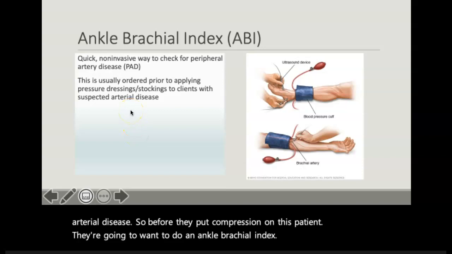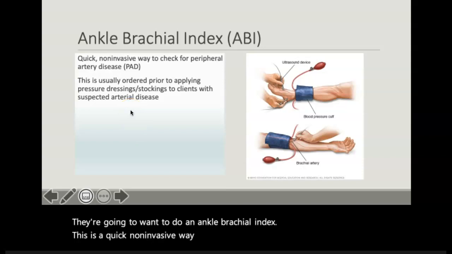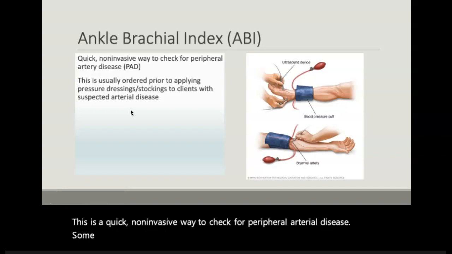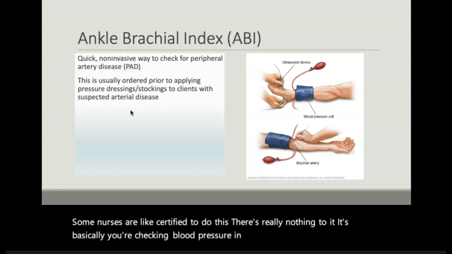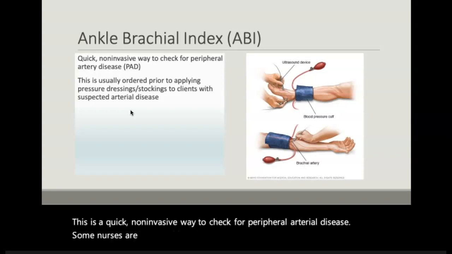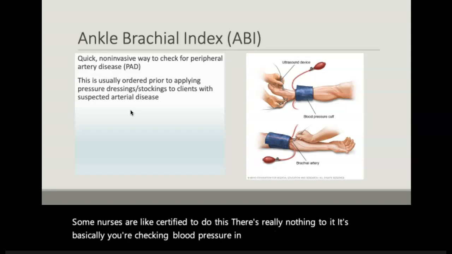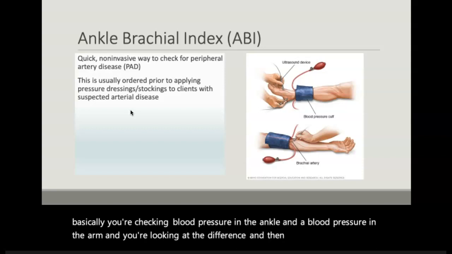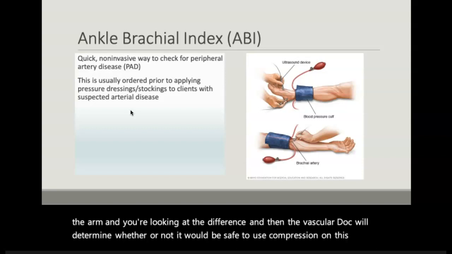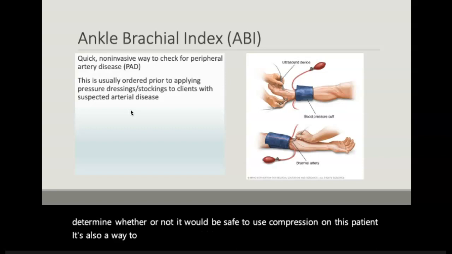This is a quick, non-invasive way to check for peripheral arterial disease. Some nurses are certified to do this. There's really nothing to it. It's basically you're checking blood pressure in the ankle and a blood pressure in the arm, and you're looking at the difference. And then the vascular doc will determine whether or not it would be safe to use compression on this patient. It's also a way to diagnose or help diagnose arterial disease.